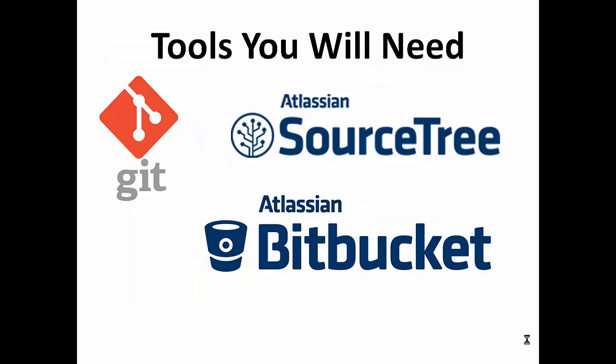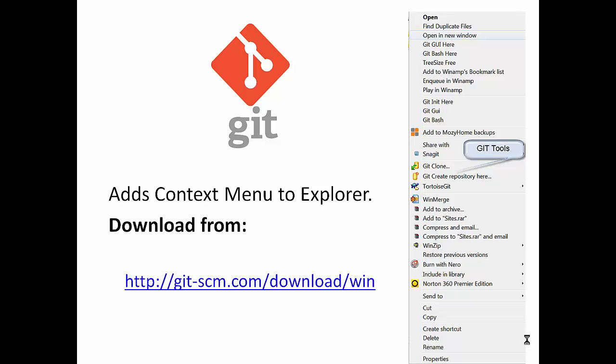You're going to need 3 tools to manage your source code using Git. The first one is Git, second one is SourceTree, third one is Bitbucket. Let's take a look at each of these. Git adds a context menu to your Windows Explorer, as shown here on the right. There's a lot more in my context menu than just Git, but you can see Git Clone and Git Repository are sort of the core Git tools.